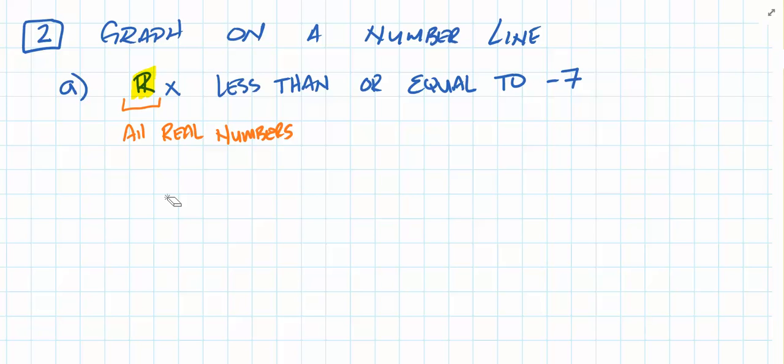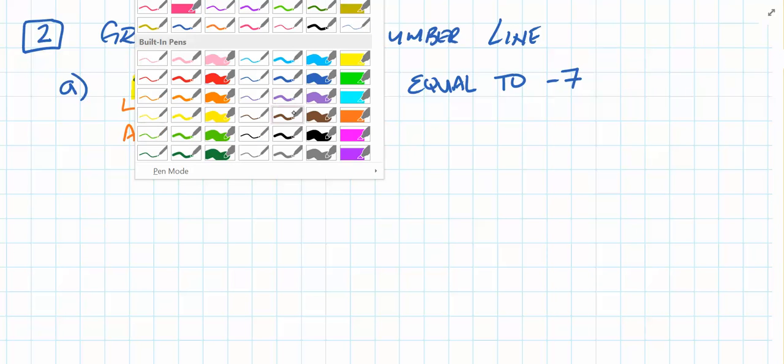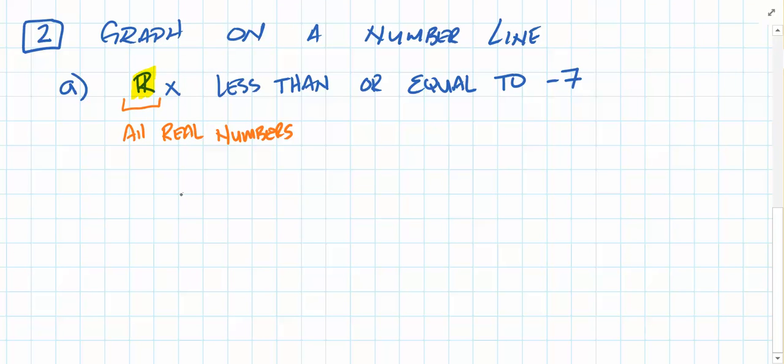So I want us to graph all real numbers x less than or equal to -7. Here is how I want you to make your graphs, okay? Give yourself a line, a straight line, and give yourself arrows on both sides. Why do we want arrows on both sides?